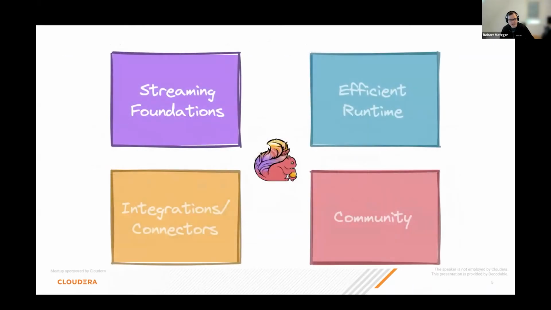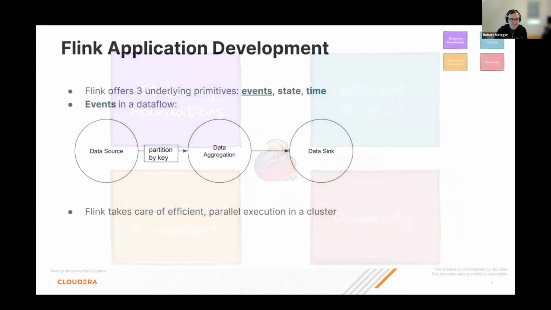So let's look at the 4 areas that we're going to discuss today, and let's double click into the streaming foundations. So Flink offers 3 underlying primitives: events, state, and time. Events are represented in a data flow. So you basically define one or more data sources. You can define partitioning of data, and you aggregate the data, and you're syncing the data. So this is an example data flow.